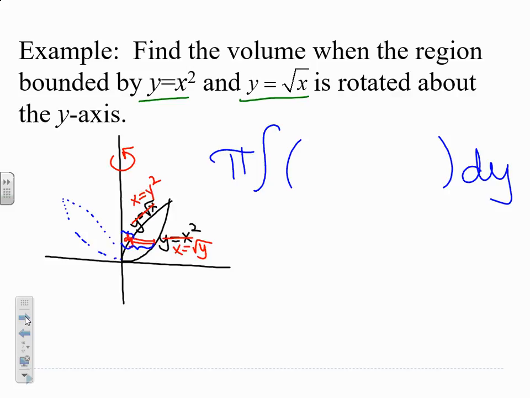So our outer radius stretches here to here, right minus left. We have the curve, radical y, to the y-axis 0. So radical y is our outer radius. Okay. Our smaller radius stretches from the y-axis to the curve y squared. So our inner radius is y squared.